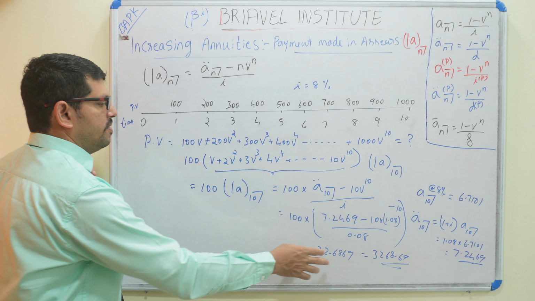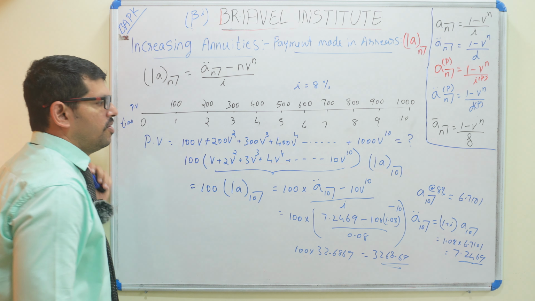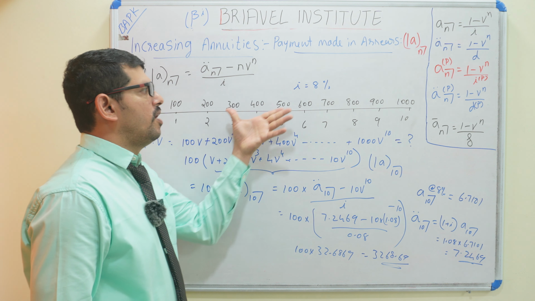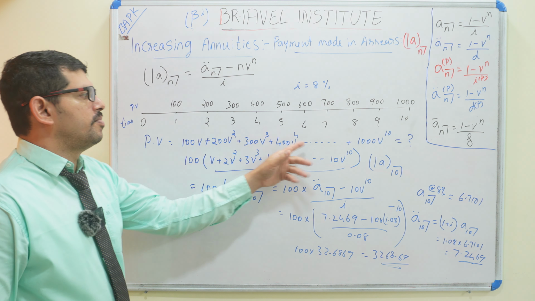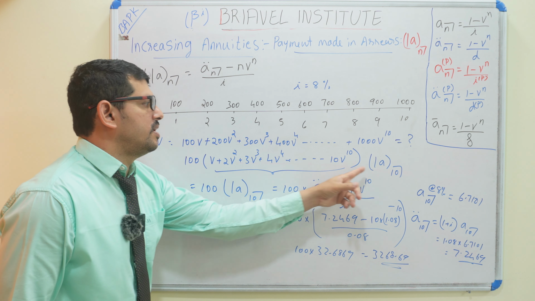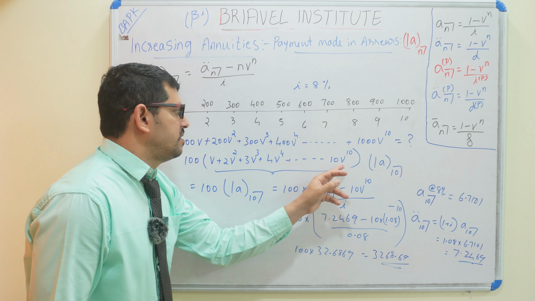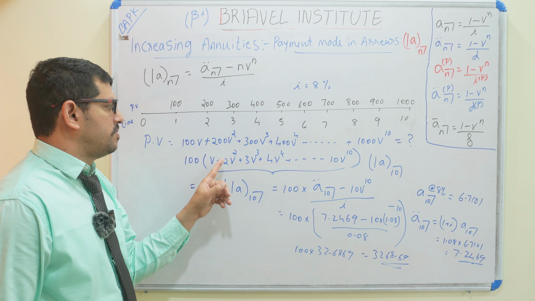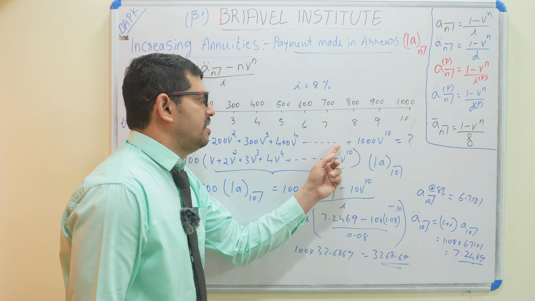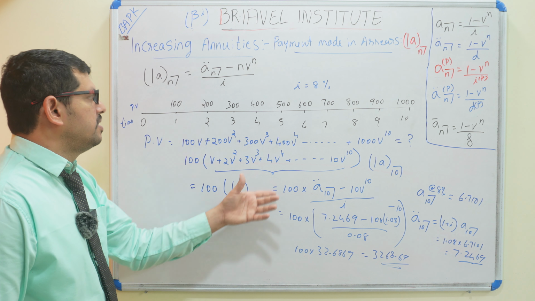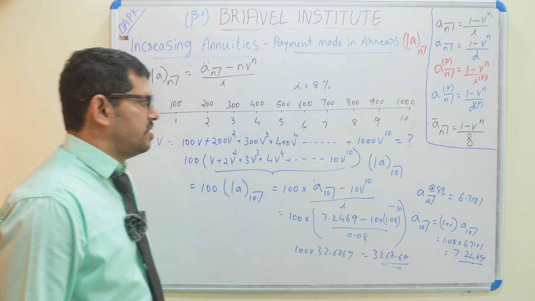3268.69. So this is the present value at time 0. So the payment of 100 is increasing like that. Hope we understood about the increasing annuity, how this payment increases every year. We took the formula, and we understood that it is (Ia)n, which is v plus 2v squared and so on. So here n is 10, so we directly applied the formula and got the answer, 3268.